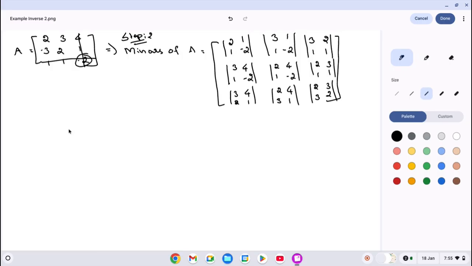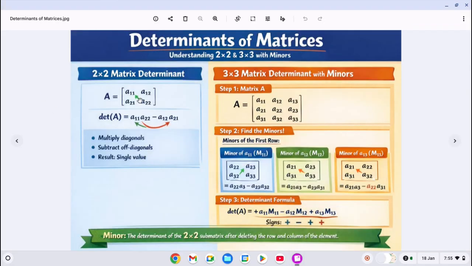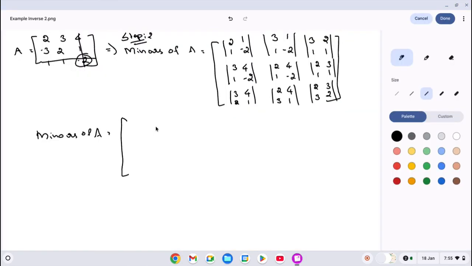We just have to calculate this. If you want to calculate, you just have to calculate the determinants. Here, what is the 2 cross 2 determinant? We can refer to the formula. Here it is cross multiply and subtract. So we have to cross multiply here, which is nothing but 2 times minus 2 minus 1 times 1.